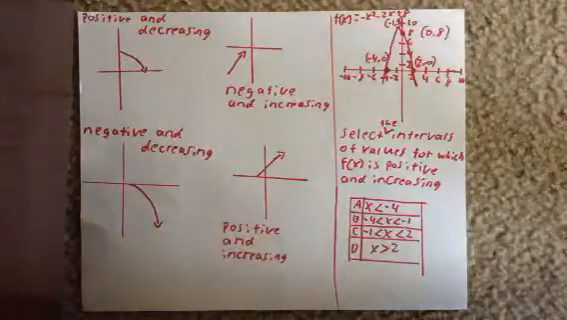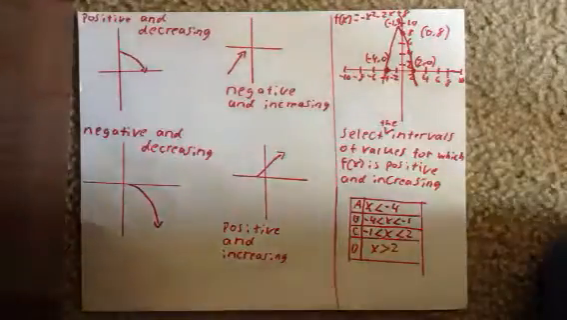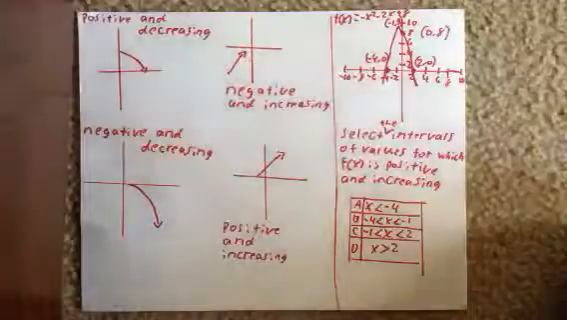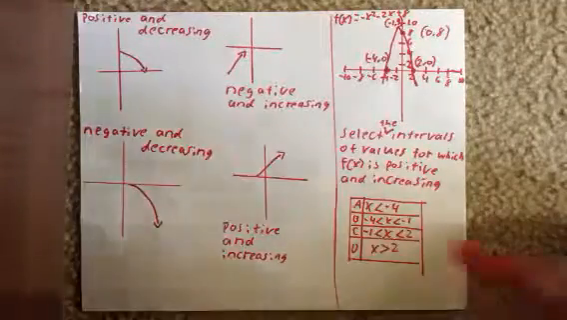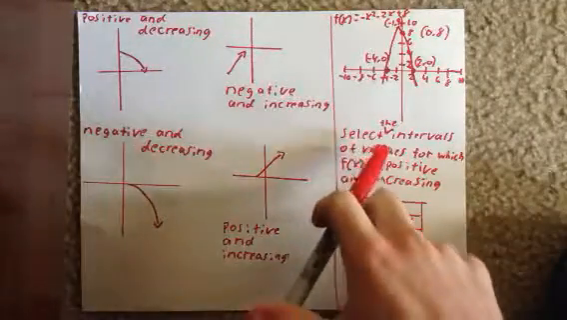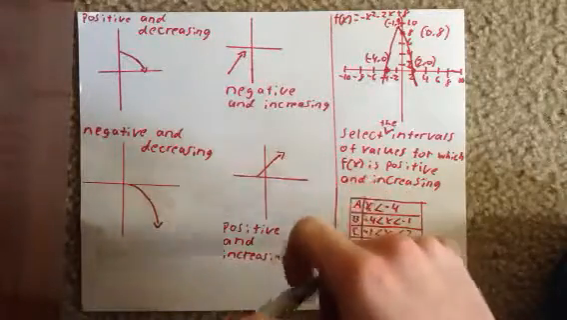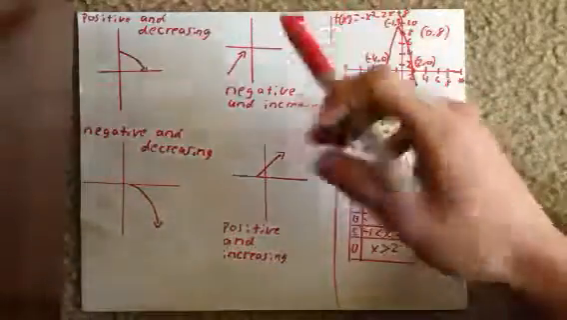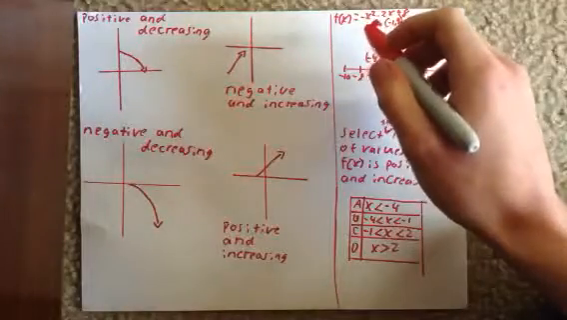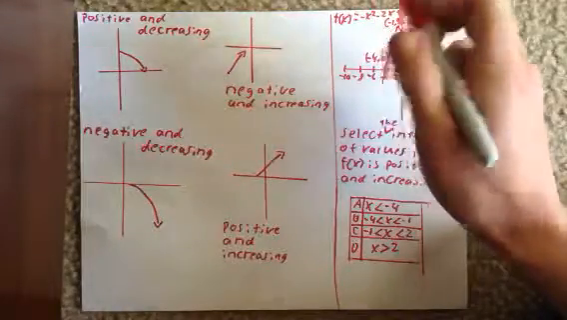This is my explain the material assignment for the quadratic functions, and let's get right to it. So the problem says, select the intervals of values for which f of x is positive and increasing, and we are given this function, f of x equals negative x squared minus 2x plus 8.